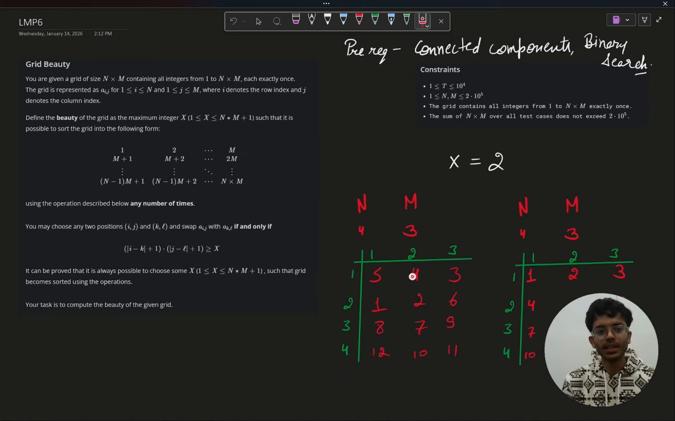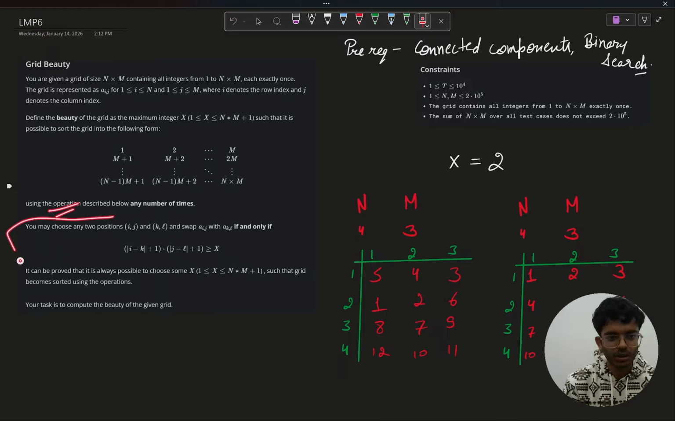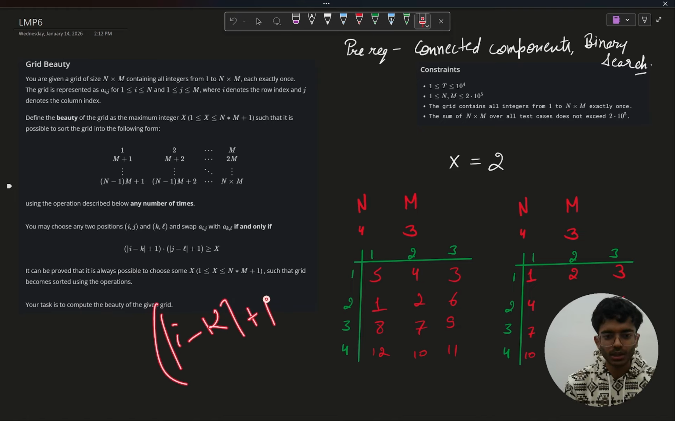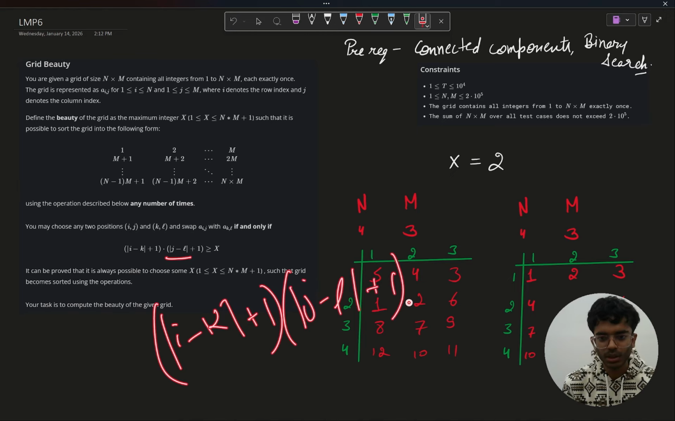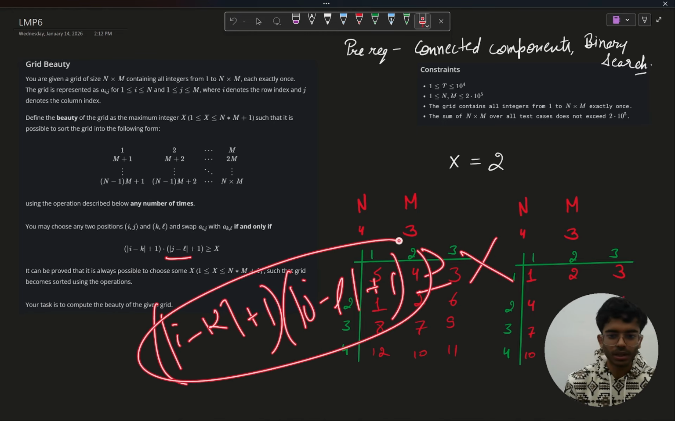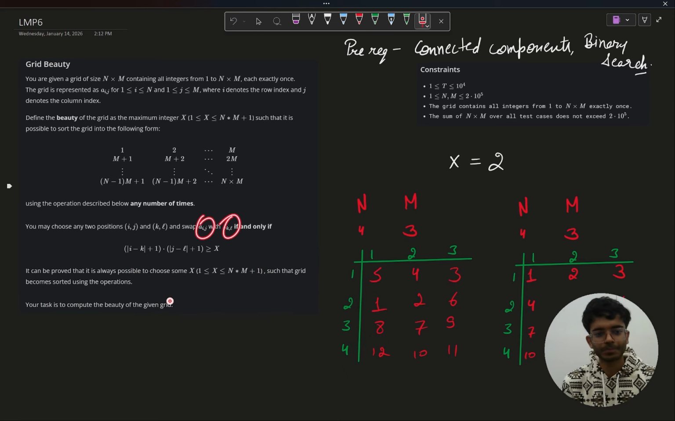Now to sort the grid, we can apply this operation any number of times. We can choose some integer x and swap the positions i j and k l if the following condition is satisfied. Now, what is this condition? The condition is the difference in the rows, that is i minus k plus 1, into the difference in the column numbers, that is j minus l plus 1, is greater than or equal to x. This product is greater than or equal to x, and if it is true, we can swap these two elements.